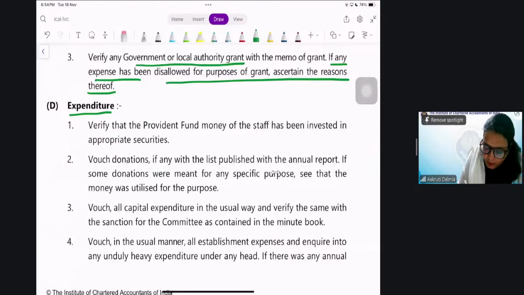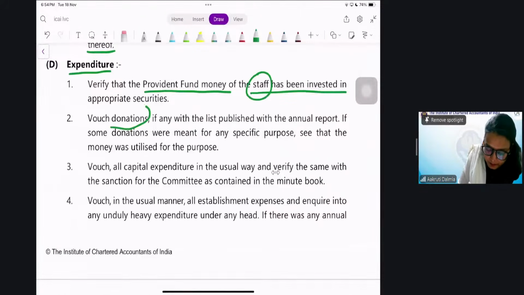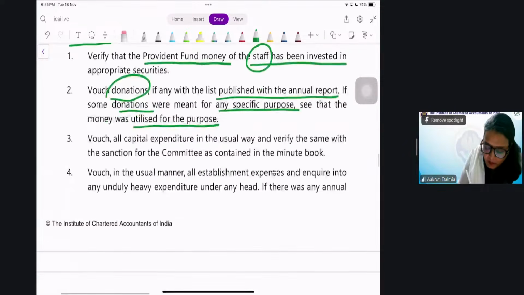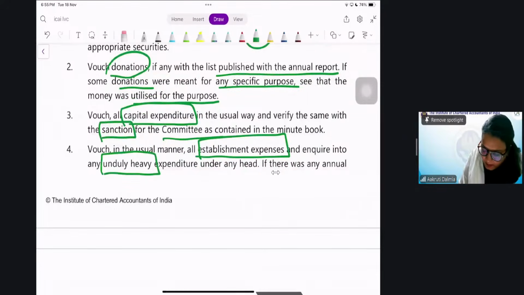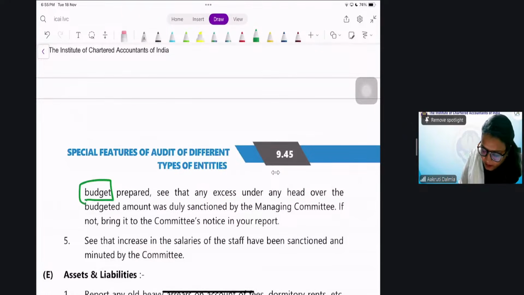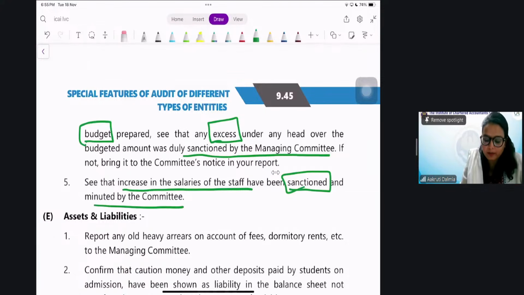All these points need to be checked. Then we check expenditure. Proper provident fund money of the staff is properly invested. We have to check donations properly with the list in annual report. If donation is meant for specific purpose, see it is used correctly. Vouch all the capital expenditure and that it is properly sanctioned by the committee. Vouch all the establishment expenses and any unduly heavy expense. If a budget is there, check if there is any excess expenditure, if it was properly authorized by the managing committee. If there is any increase in salaries of the staff, that should also be properly sanctioned by the committee.